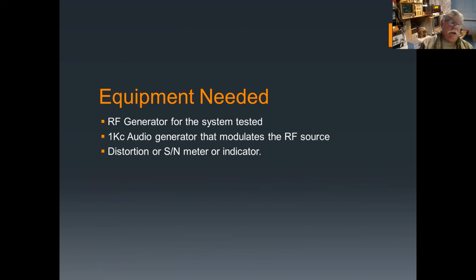The equipment you need is an RF generator for the system tested. It should be in the same frequency range, and it should be able to modulate the carrier with a 1 kilohertz tone, with either an external audio generator or one internal to the source. And you need a distortion meter or a signal to noise meter or indicator. So, 3 pieces of gear.